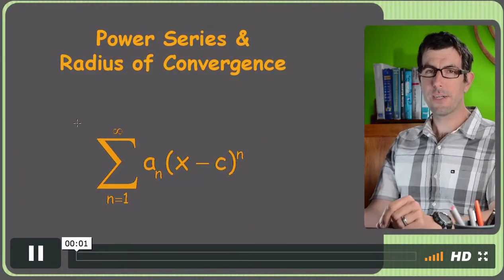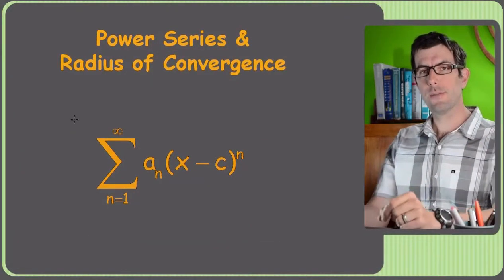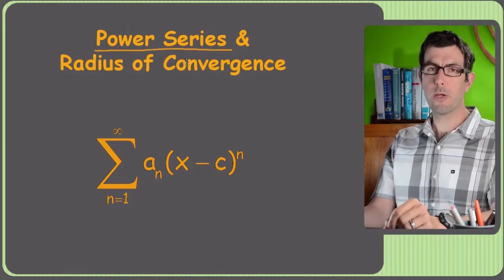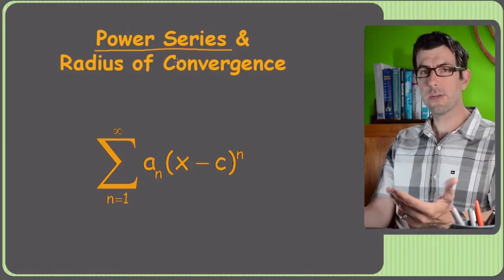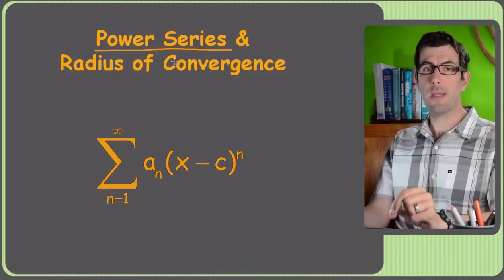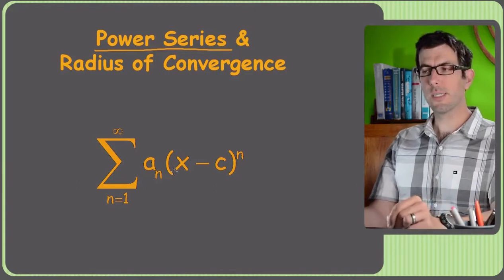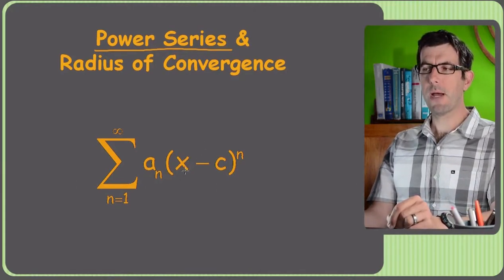All right, so power series and radius of convergence. Now, power series sound kind of scary, but really we've been looking at them for a while now because Taylor and Maclaurin series are really just a subset of power series. Power series, the main thing about them, the distinctive characteristic, is they've got bigger and bigger powers of x.